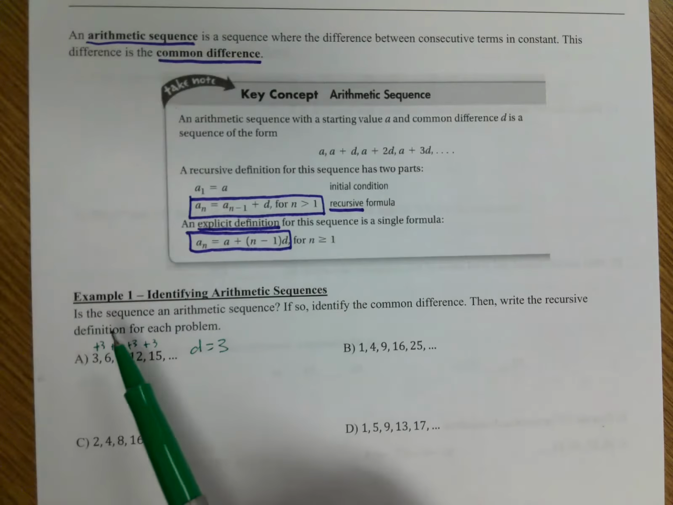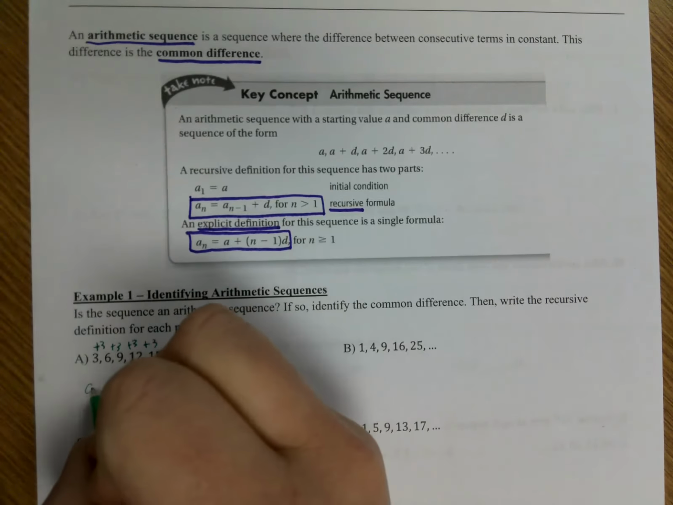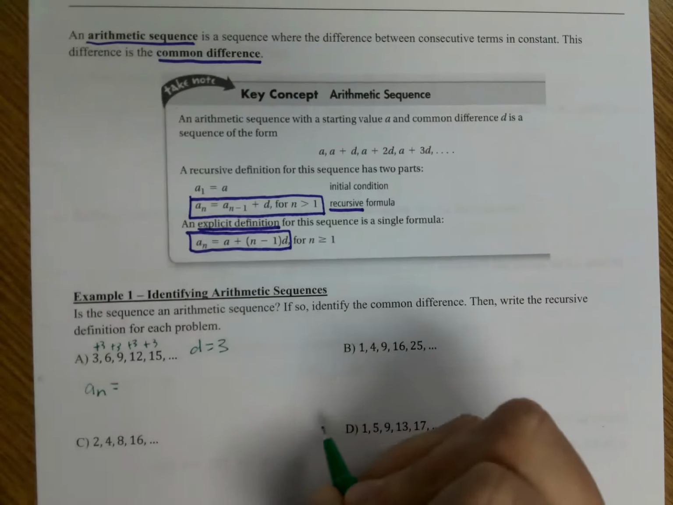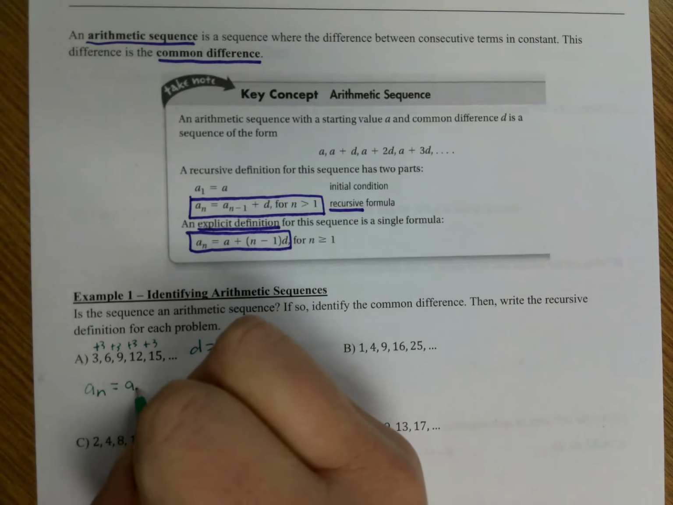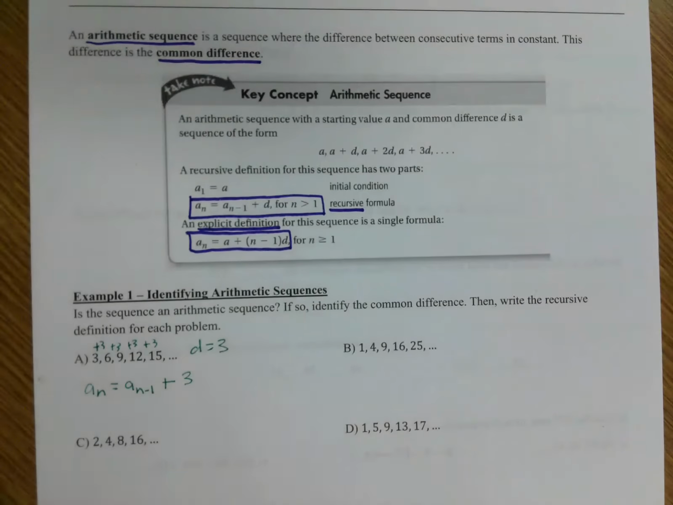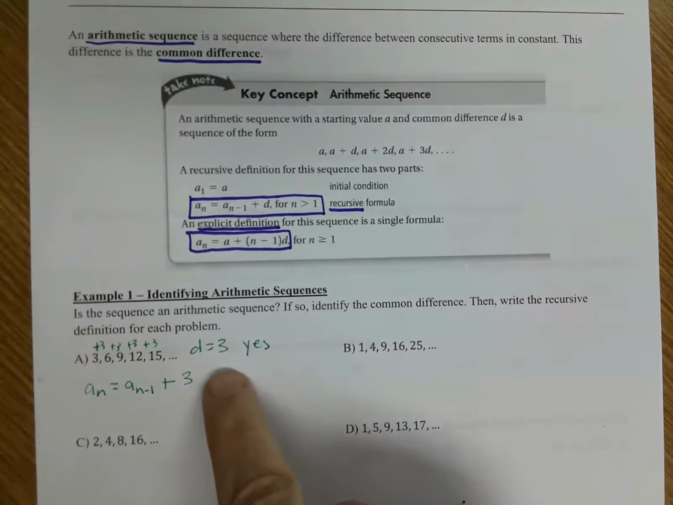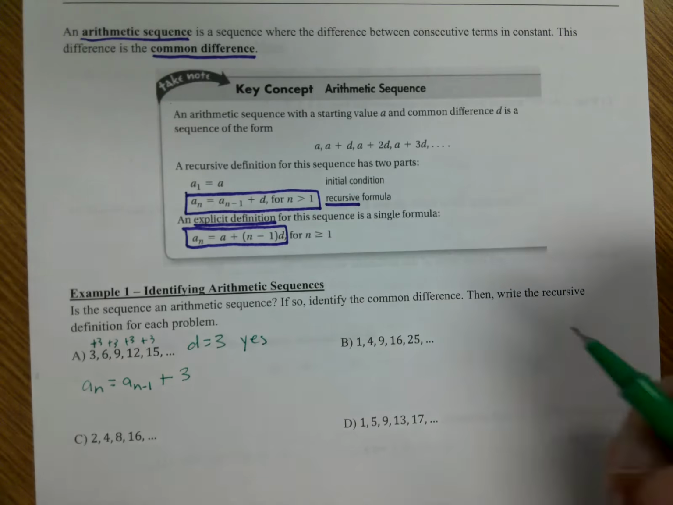I'm asking you to rewrite it as a recursive formula. So that's this right here. This is saying if we're looking for the nth term, we would need to know the one right before that plus 3, because each time you're adding 3. So yes, my common difference here is 3, and this is what the recursive sequence looks like.